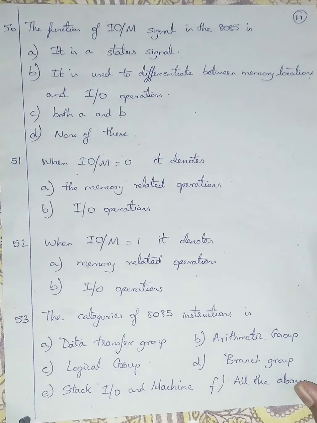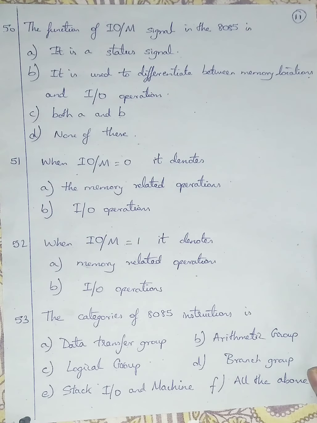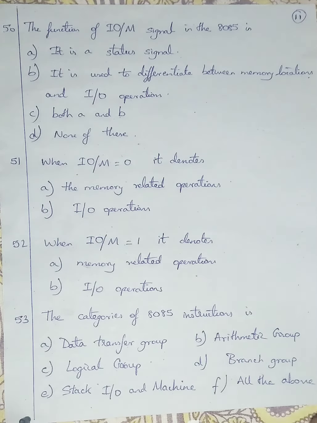Question number 50. The function of IO/M signal in 8085 is, it is a status signal. Option A is right. Option B says it is used to differentiate between memory locations and input output operations. Yes, it differentiates the memory operations and input output operations. So I'm going with option C, both A and B.